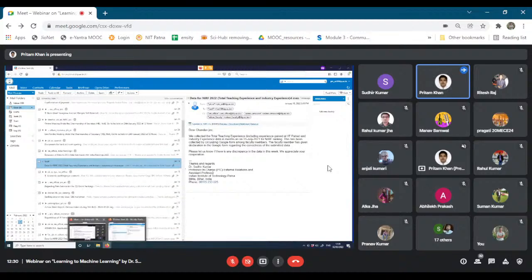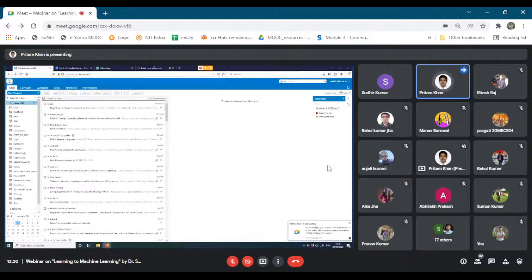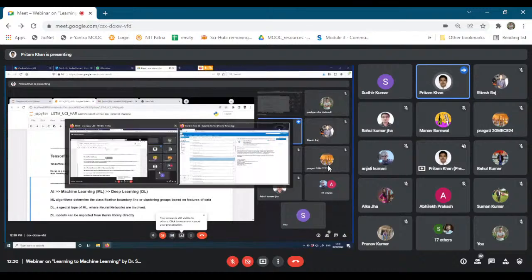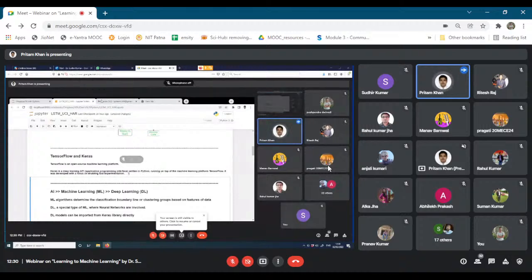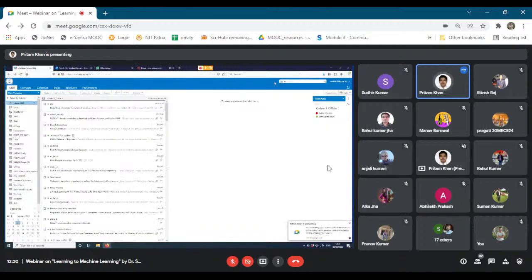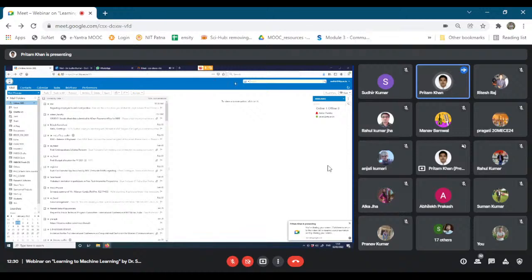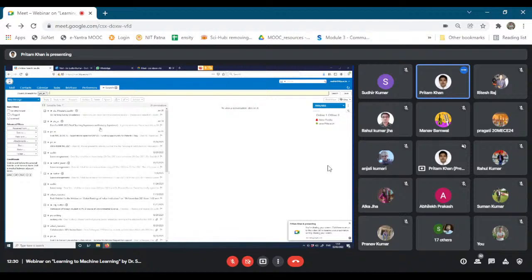Now, TensorFlow and Keras. These are different libraries. As I mentioned, there are a number of libraries, and these are the ones running at the back end. TensorFlow is an open source machine learning platform, and Keras is another library, but it is specifically a deep learning library, not machine learning. Keras is specifically built for deep learning models, and it is built on top of TensorFlow.